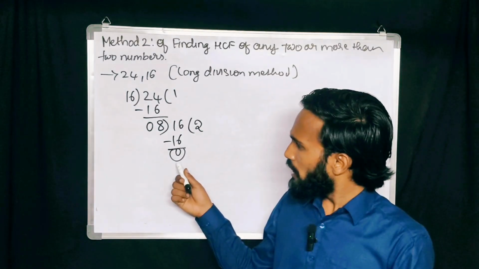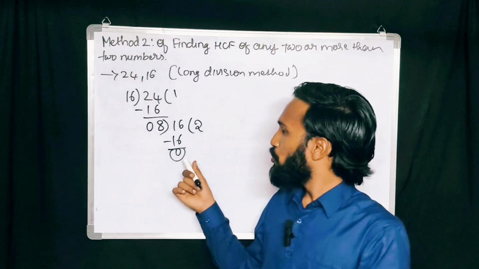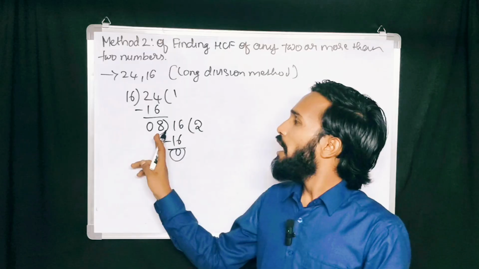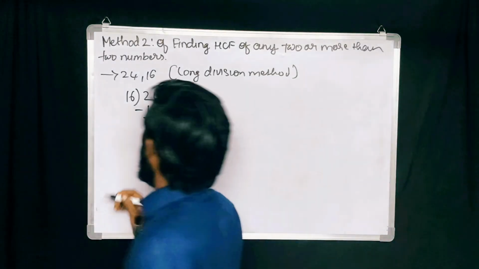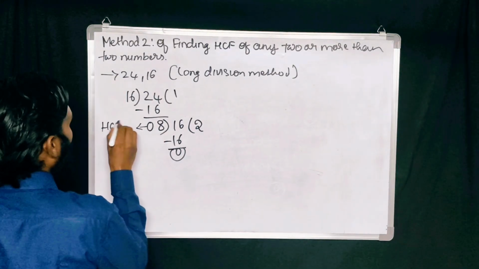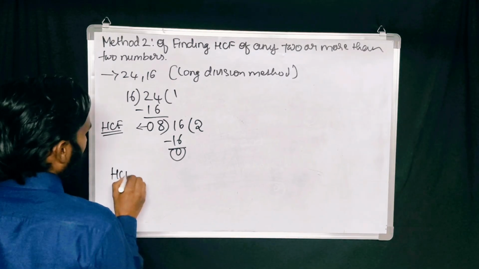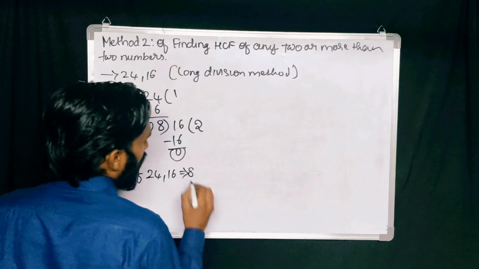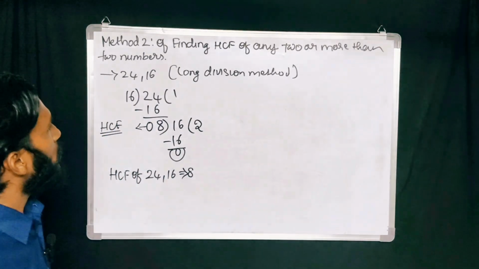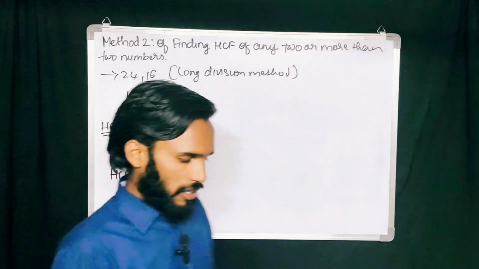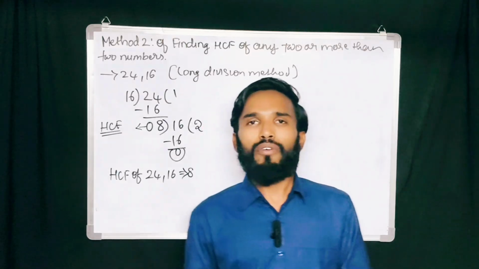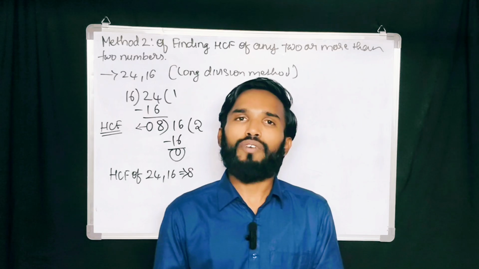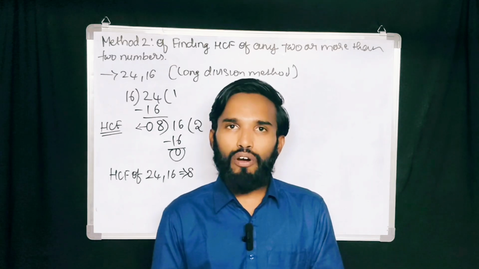Here the division is completed. Completely means we should get the remainder 0. Here we got the remainder 0, which means the last divisor is called HCF. The HCF of 24 and 16 is 8. Is it clear? This is how we find the HCF of any given numbers, whether two numbers or more than two numbers, no matter.